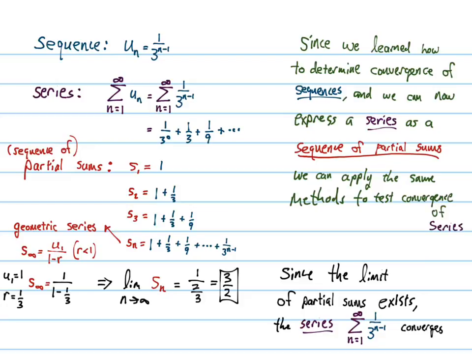But it's important, again, that we understand the 3 different things we're starting with. We're starting with a sequence which is converted into a series, and that series is converted into a sequence of partial sums of said series. So make sure you keep those straight.